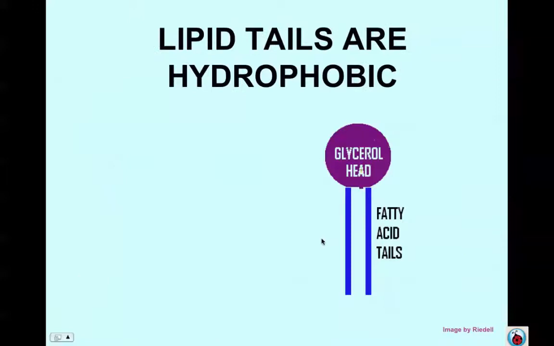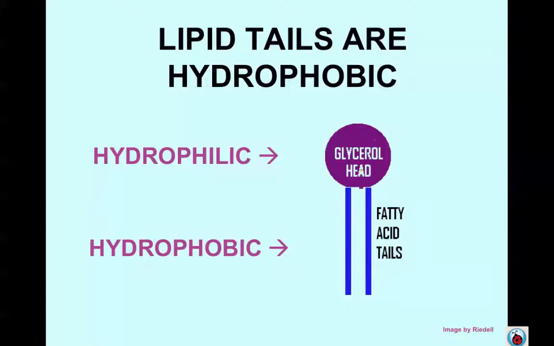The lipid tails are hydrophobic. If you remember, hydro means water and phobic means phobia, so hydrophobic means water hating. So there's our hydrophobic fatty acid tails. And there's our hydrophilic glycerol end, which is the end that will be able to touch water. So that's going to form the outside layers of our cell membrane.